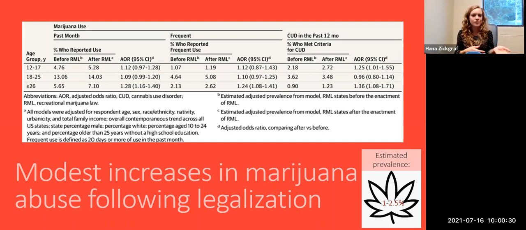only among people who probably have enough money to afford legal marijuana, which is really expensive, and who are old enough to legally purchase it. There's less evidence of an increase in younger age groups. And there's some evidence of an increase in the prevalence of cannabis use disorder, but it's still very rare. So only about a 1 to 2.5% prevalence in the United States.